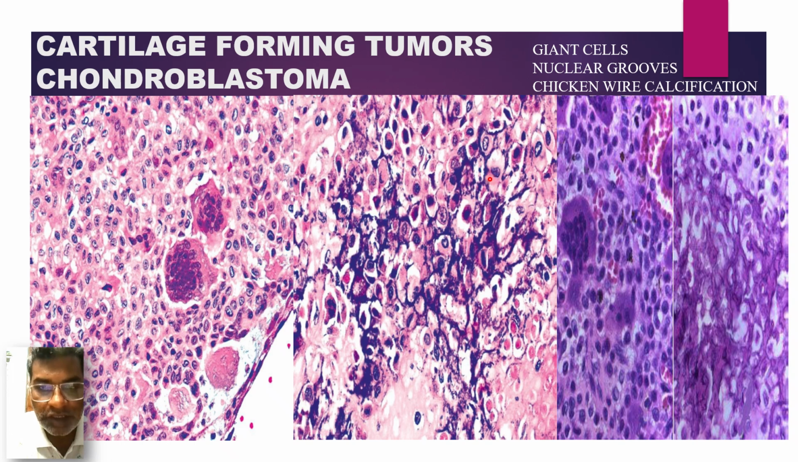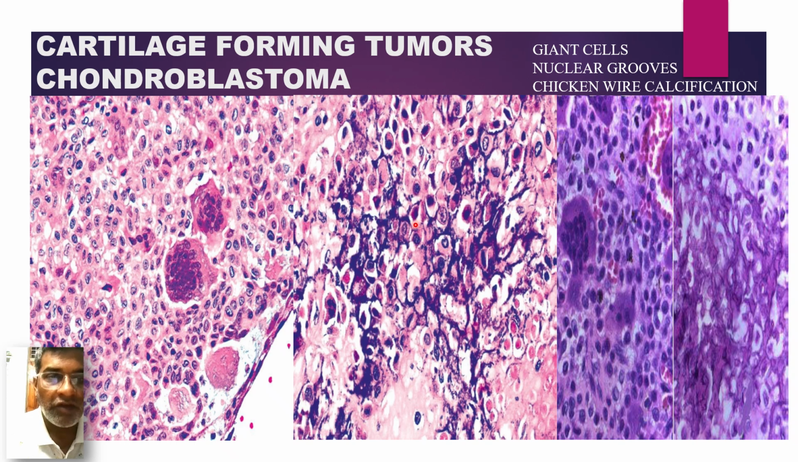And when you observe this picture, you can appreciate blue colored thing around each cell. So this blue in H&E means calcium. Okay. So calcification around each and every cell. So this all blue color is calcification. This looks like chicken wire. Okay. So this is called as chicken wire calcification.